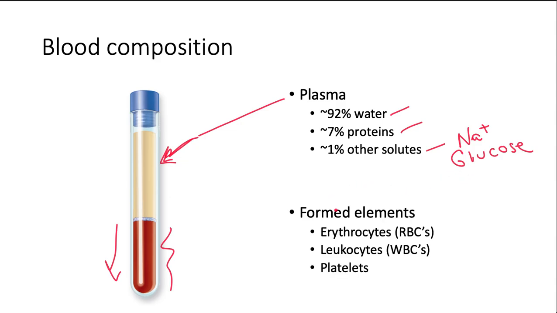Okay, formed elements. And the reason we call them formed elements is because they're made of cells and cellular material, but they're not all cells. So we don't generally use the term cells because some of them are parts of cells. And we'll go through each of these in turn. Erythrocytes, or RBCs, red blood cells, leukocytes, or white blood cells, and platelets.